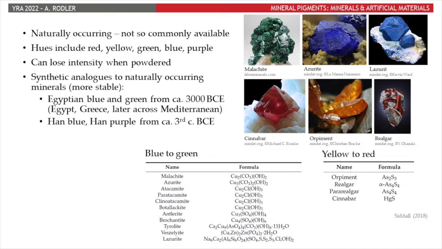So this is, for example, Egyptian blue, or Egyptian green, which was used from around 3000 BCE. The first evidence is from Egypt, hence also the name, but it was soon also used in Greece and across the Mediterranean a little bit later. And then Han blue and Han purple were in use from approximately the 3rd century BCE.